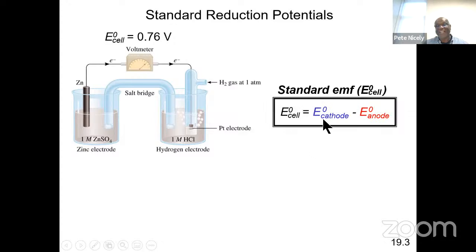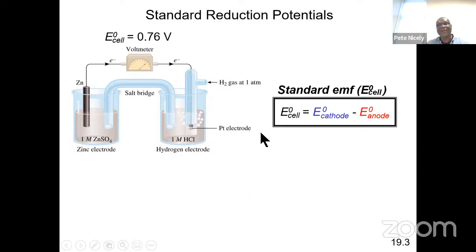Basically, the way we determine that is that the standard EMF or the standard voltage would be, by definition, the difference between the standard EMF of the cathode minus the standard EMF of the anode. So first you have to determine which is the cathode and which is the anode. The cathode is where reduction takes place. The anode is where oxidation takes place.